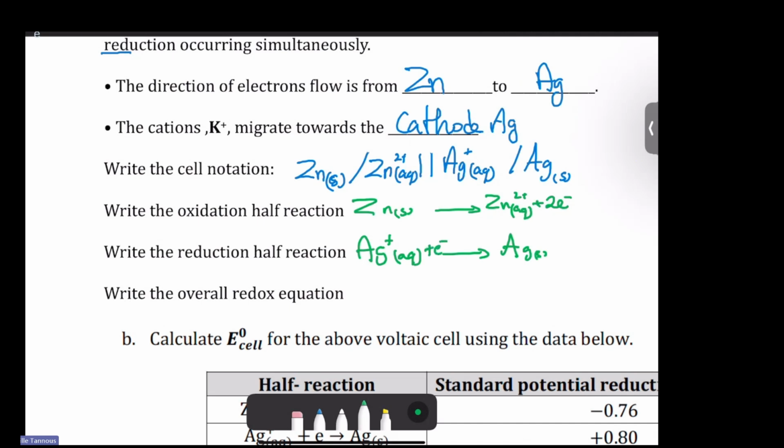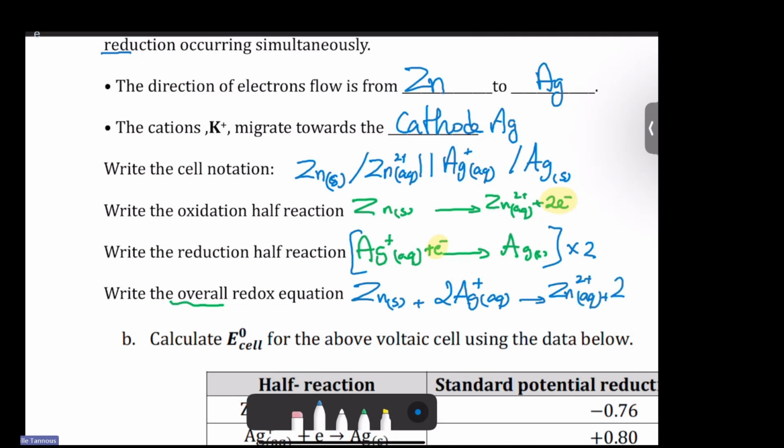I've posted a video also on my channel that explains in detail the galvanic cell. I really insist on watching it. Now write the overall. When I look at this one, there are 2 electrons and there is 1 electron, so I need to multiply this by 2. And the overall equation is Zn solid plus 2 silver ions, giving Zn2+ ion and 2 silver solids.